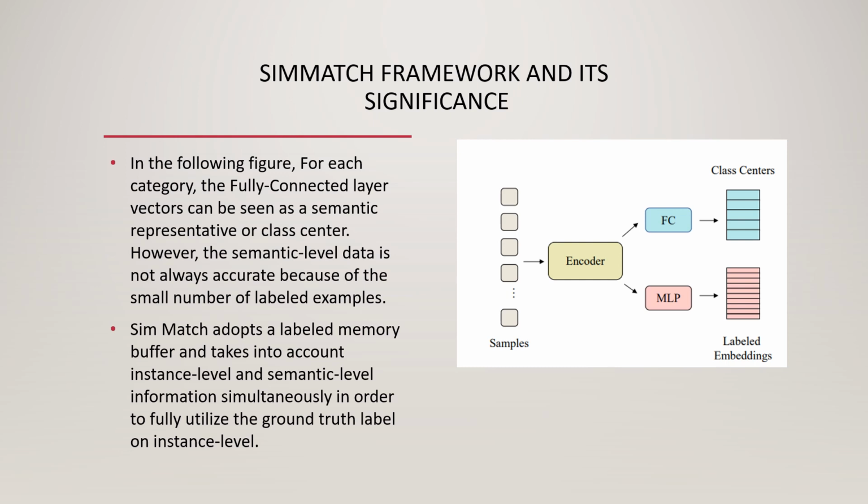SimMatch framework and its significance. In the following figure, we can see that for each category, the fully connected layer vector can be seen as a semantic representative or a class center. However, the semantic class data is not always accurate because of the small number of labeled examples. After that, SimMatch adopts a label memory buffer and takes into account instance-level and semantic-level information simultaneously in order to fully utilize the ground truth label on instances.